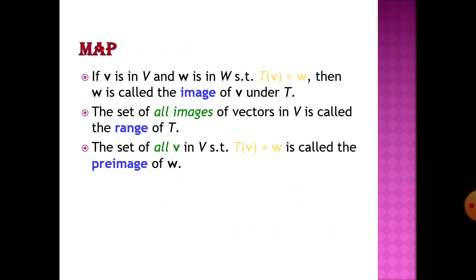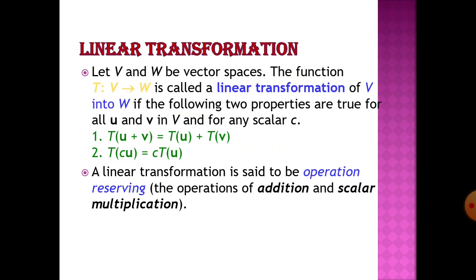In the function mapping, we want to know these three things. The first thing is image. If v is in domain V and w is in codomain W such that T of v is equal to w, then w is called the image of v under T. The next thing is range. The set of all images of vectors in V is called the range of T. The last thing is preimage. The set of all v in domain V such that T of v is equal to w is called the preimage of w.